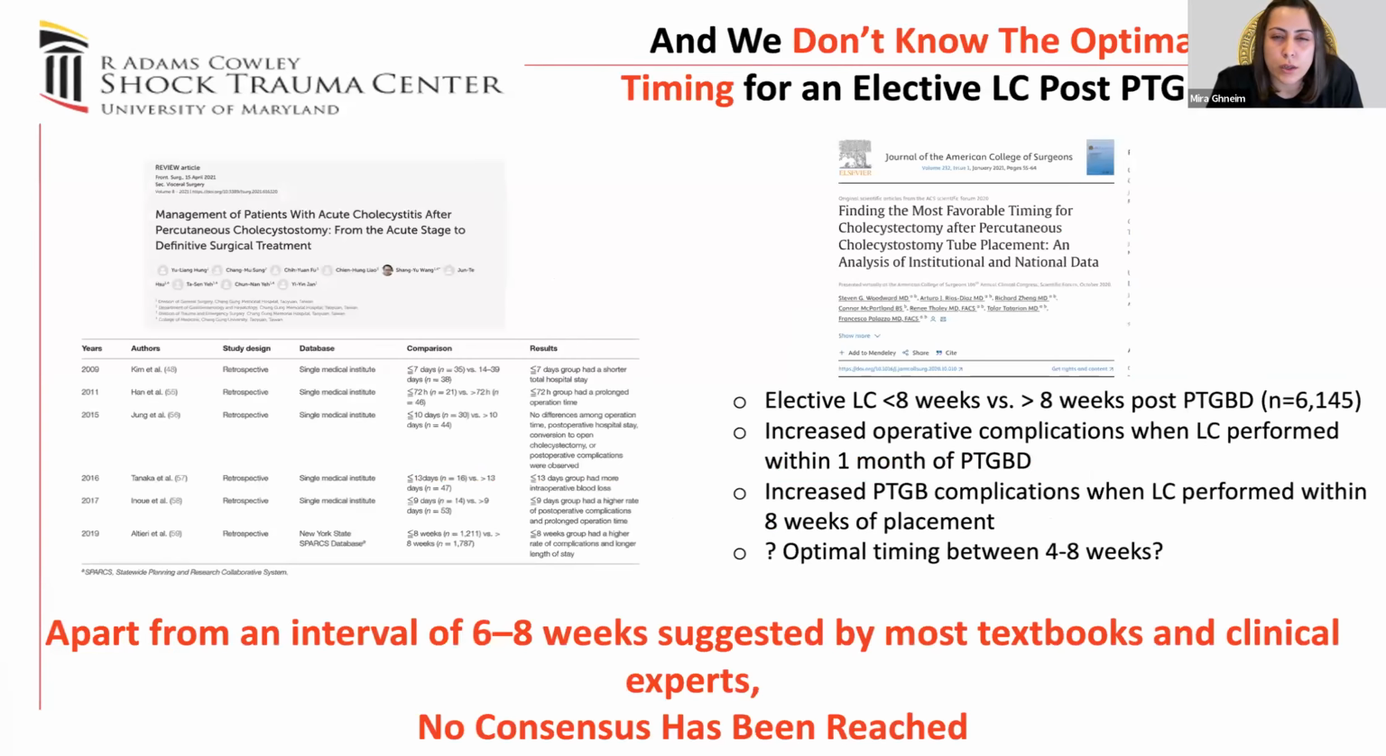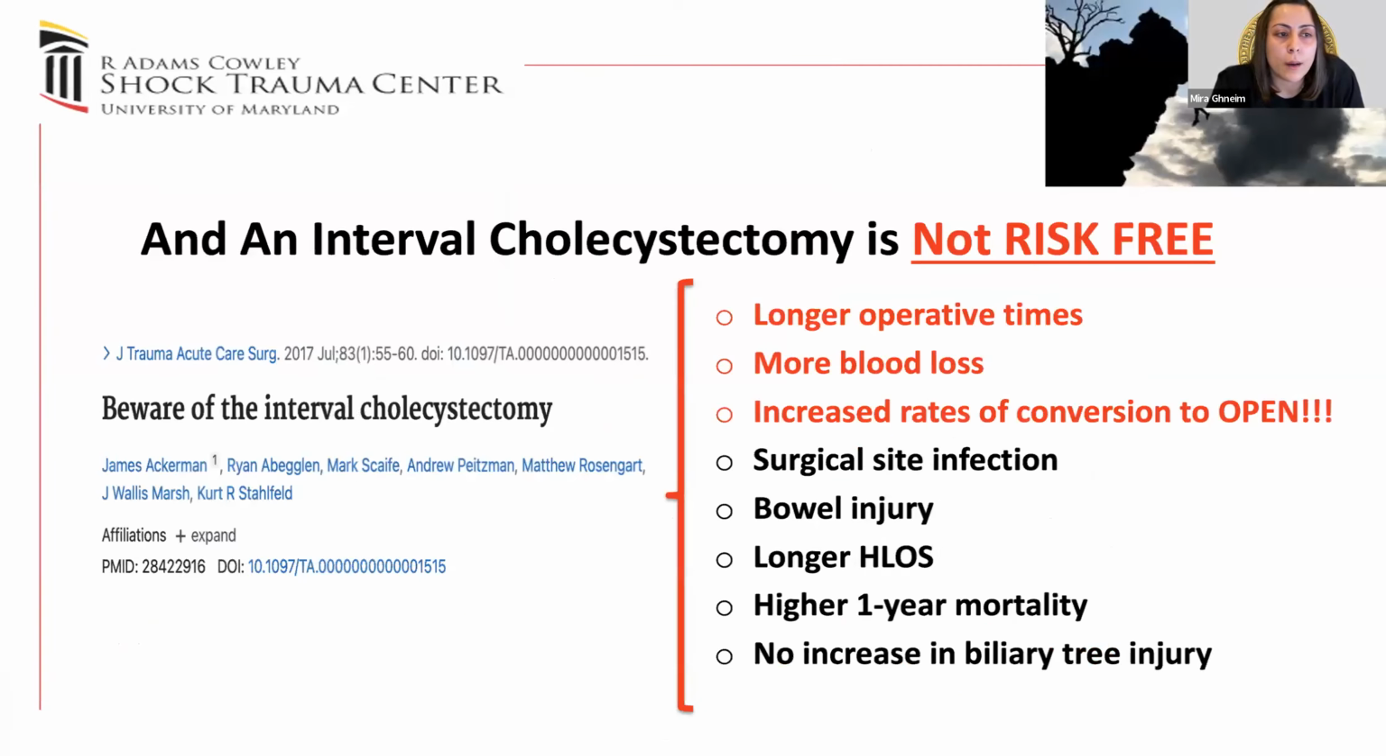There is really no evidence as to when the optimal timing is, and the 6 to 8 weeks that we choose to select is based on expert opinion and very few well-designed studies that determine the correct timing. And finally, if the idea is that putting a cholecystostomy tube in someone is going to make the operation better the next time you come to do it, the answer is the complete opposite.